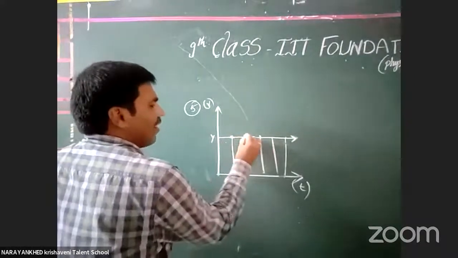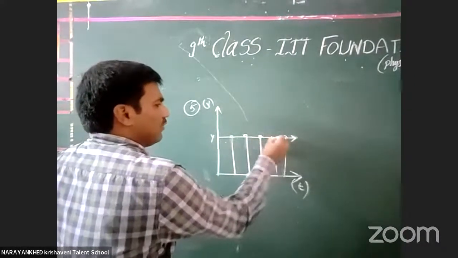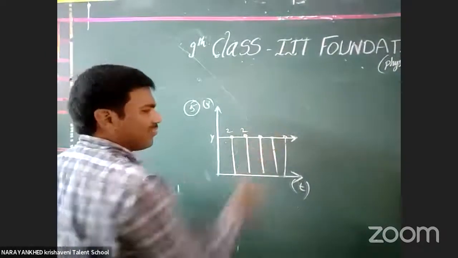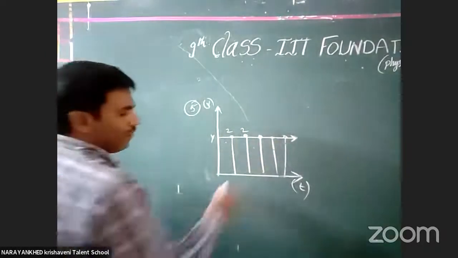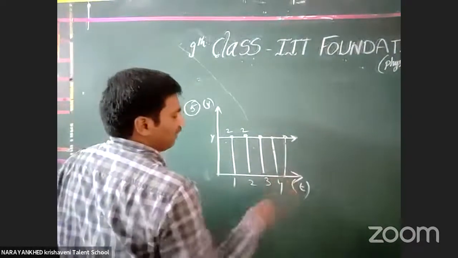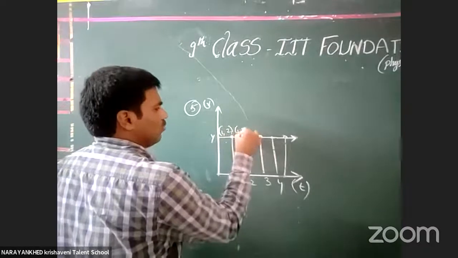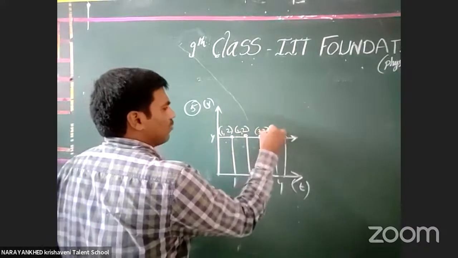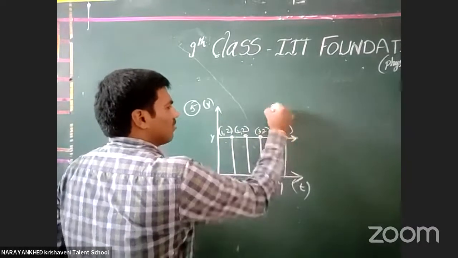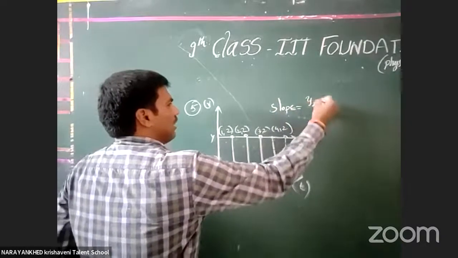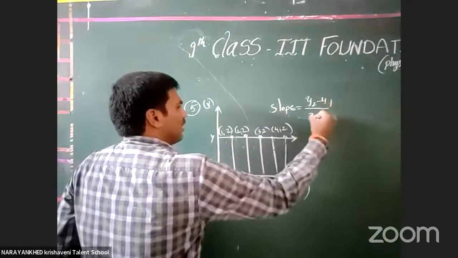There are the same points only, so there is no y2 minus y1. Suppose I am taking 2; here also the y coordinate is 2 only. But here, 1, 2, 3, 4, 5 seconds. The points become 1 comma 2, 2 comma 2, 3 comma 2, 4 comma 2. Then the slope is equal to y2 minus y1 by x2 minus x1.